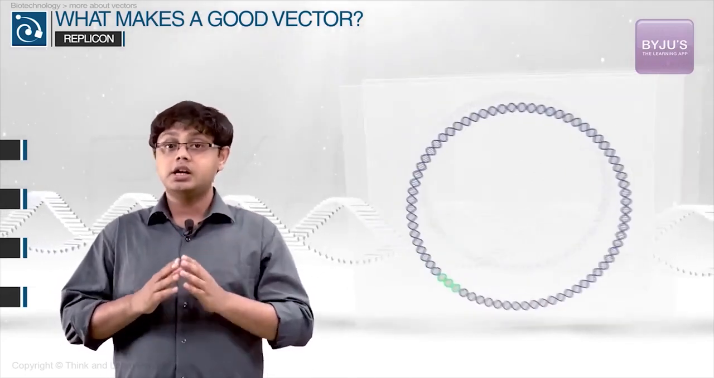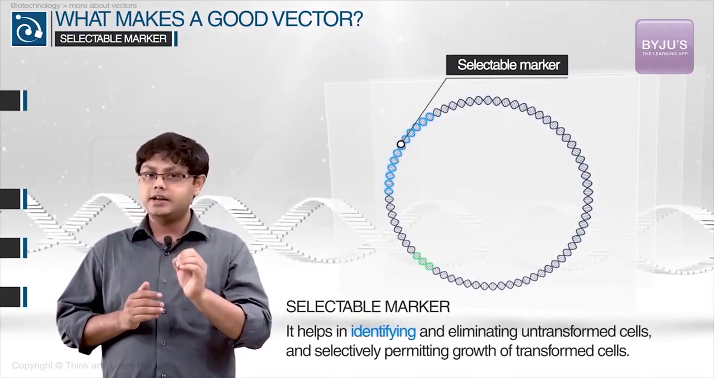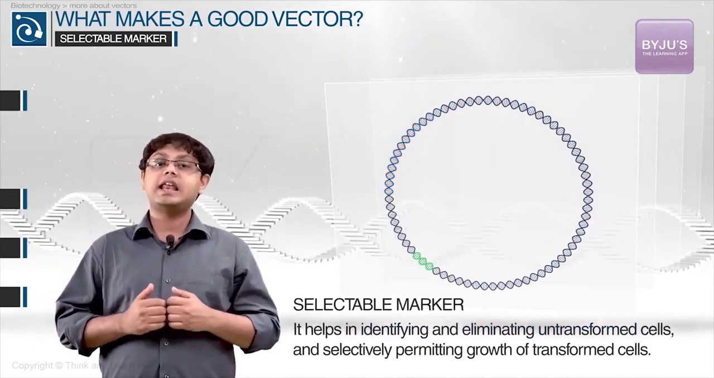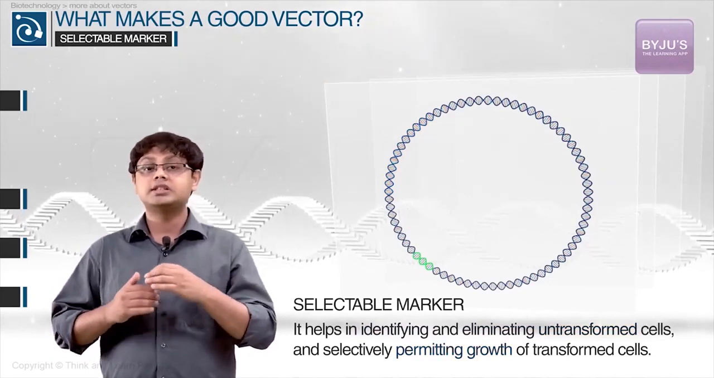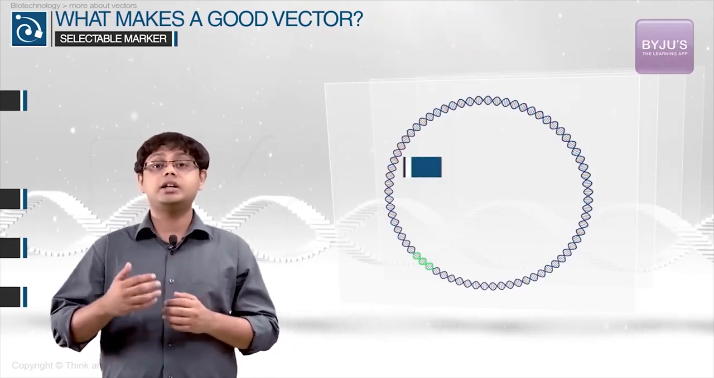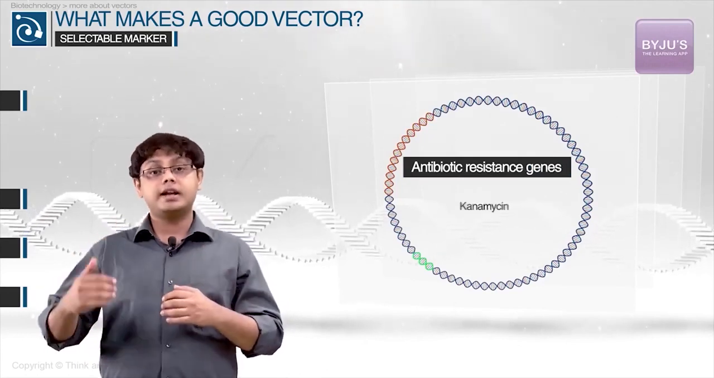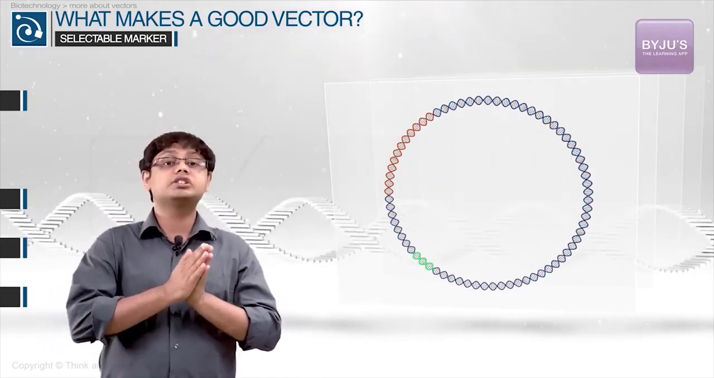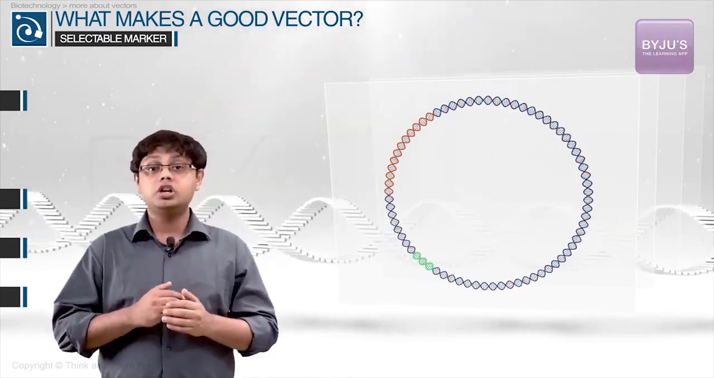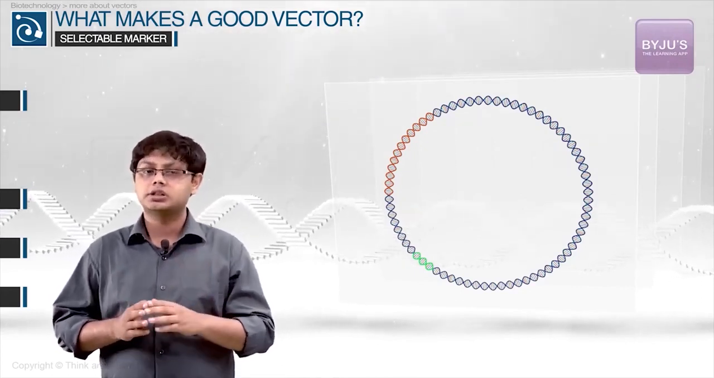In addition to ORI, the vector requires a selectable marker, which helps in identifying and eliminating cells that are not transformed and selectively permitting the growth of cells that are transformed. Normally, the genes encoding resistance to antibiotics such as ampicillin, chloramphenicol, tetracycline, or kanamycin, etc. are themselves considered useful selectable markers for E. coli. Normally, E. coli cells do not carry resistance against any of these antibiotics.